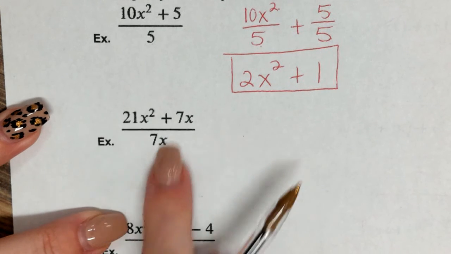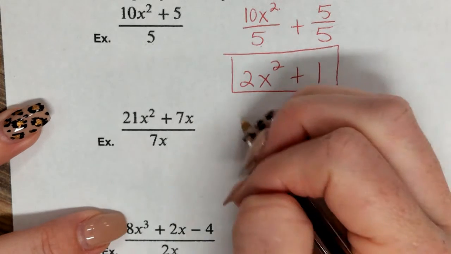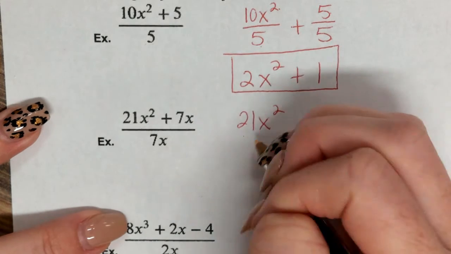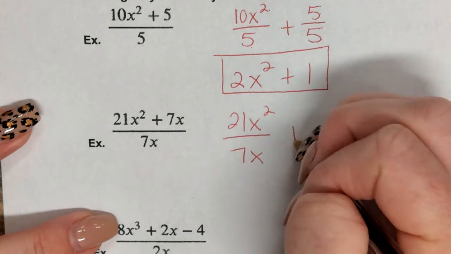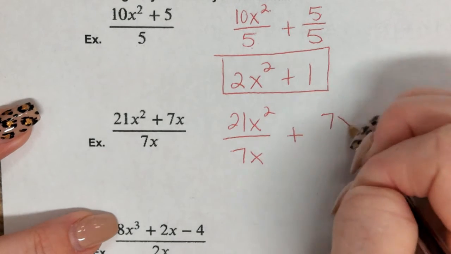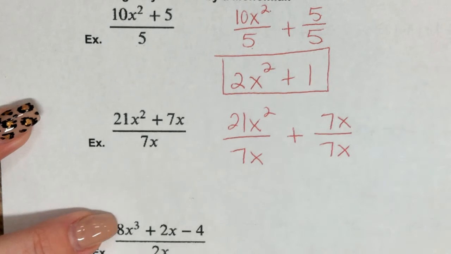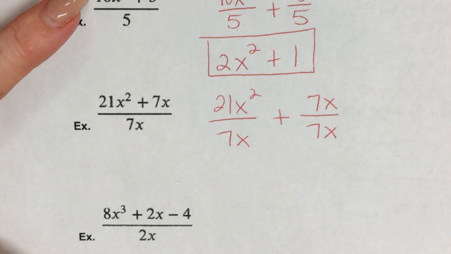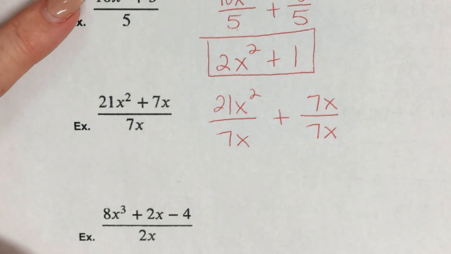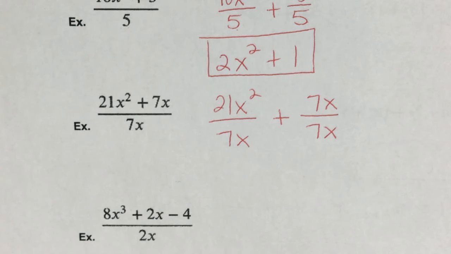How would I rewrite this one? 21x squared divided by 7x plus 7x divided by 7x. Now y'all need to really pay attention. I need to use my law of exponents. Okay, so if you don't remember it, you get your star chart out or that green paper I gave you. Here's my green one.